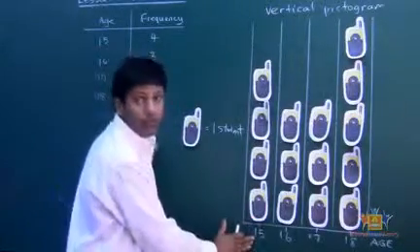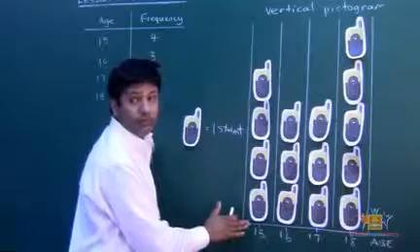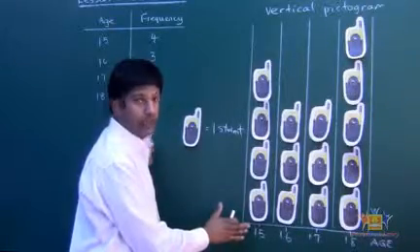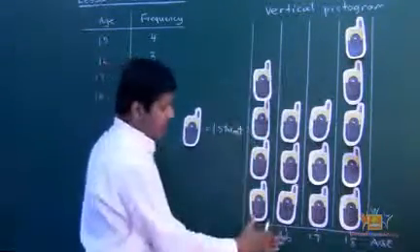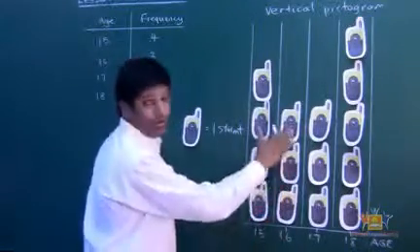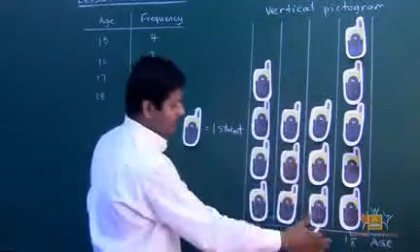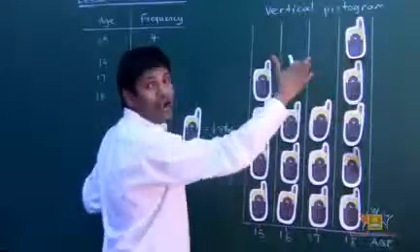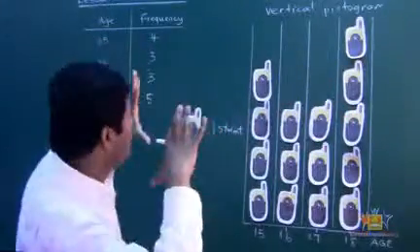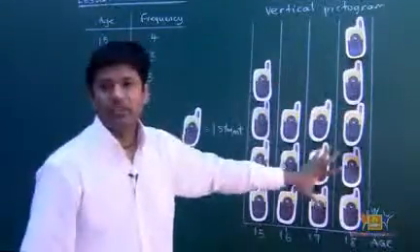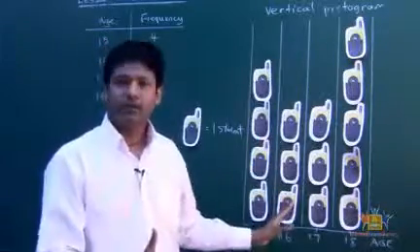So when I see it for 15 years old, how many students use handphones? 1, 2, 3, 4. How about 16? 1, 2, 3. 17? 1, 2, 3. 18? 1, 2, 3, 4, 5. See that? So the pictogram gives you the image, the picture. That's why you call that a pictogram.